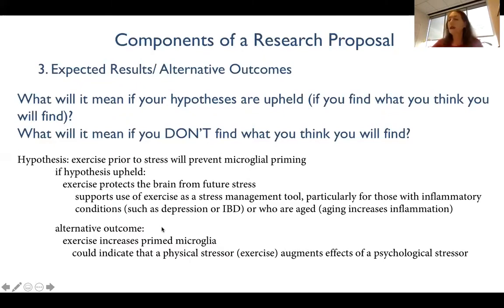Right? If it's not upheld, an alternative outcome, and a horrible alternative outcome, would be that exercise increases primed microglia. So, well, what would that mean? Well, it could indicate that a physical stressor, because that's what exercise is, augments the effects of a psychological stressor. And so instead of detracting from the effects of the psychological stressor, maybe it makes it worse. I mean, that would be a horrible thing to find, but it's within the realm of possibility. Right? It could also suggest that maybe we really don't understand what primed microglia are. Maybe they're not really all about inflammation. Maybe they're actually helper cells as well, and there is some evidence for that.